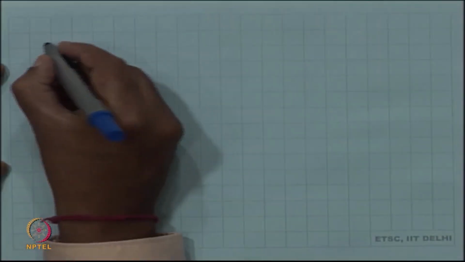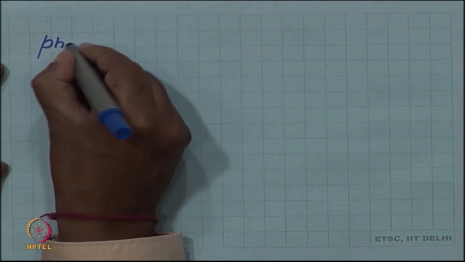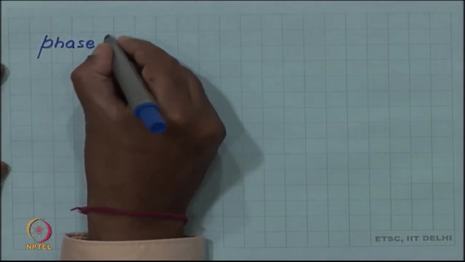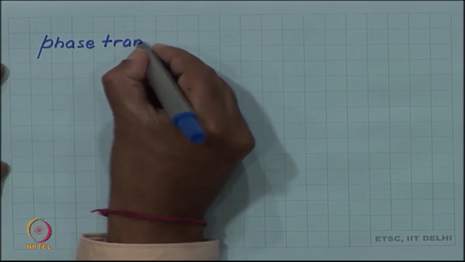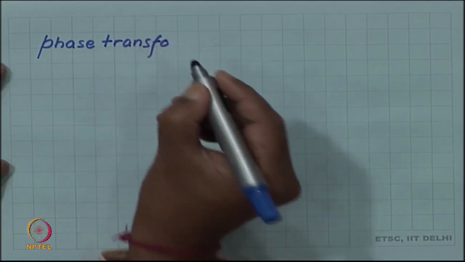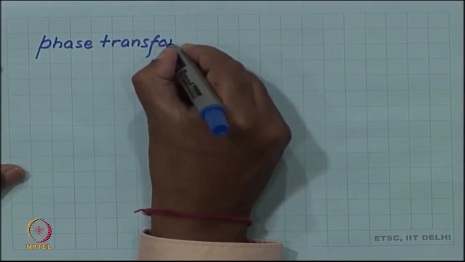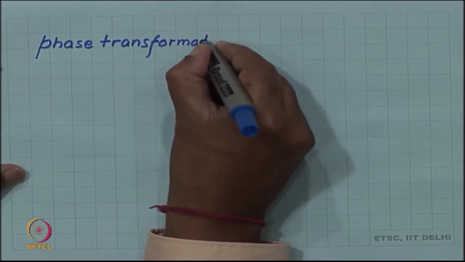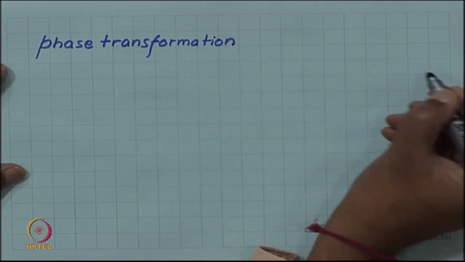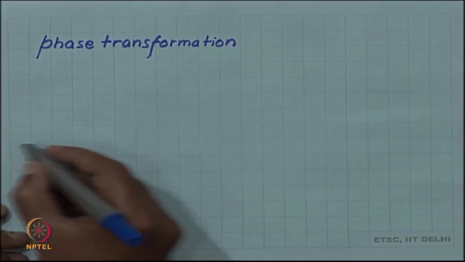We are discussing the topic of phase transformation, and one of the important concepts in phase transformation is nucleation. So, today we will discuss this idea of nucleation. We have looked at phase transformation. So, phase transformation essentially involves formation of a new phase in a pre-existing phase. So, some pre-existing phase is present.